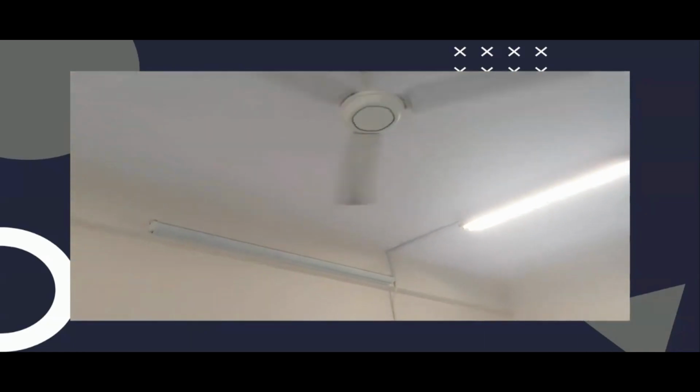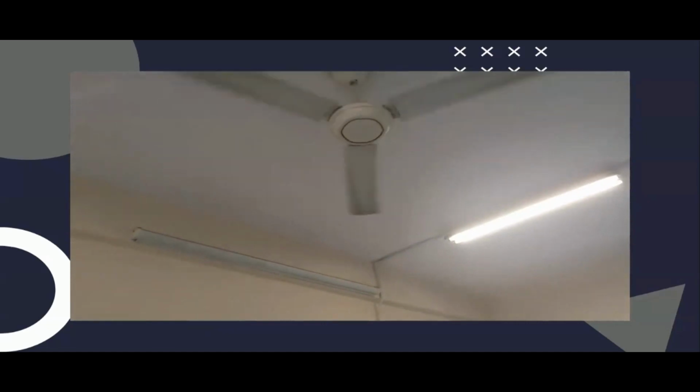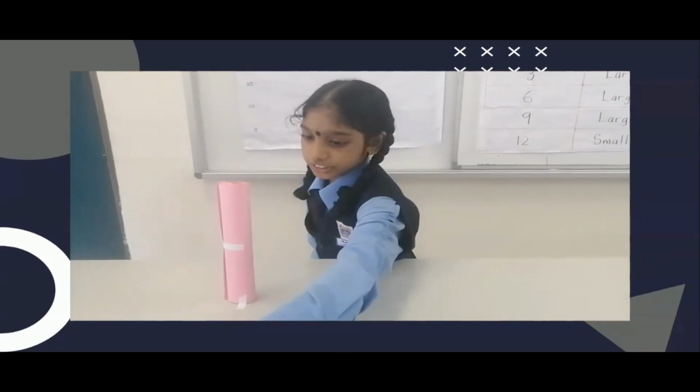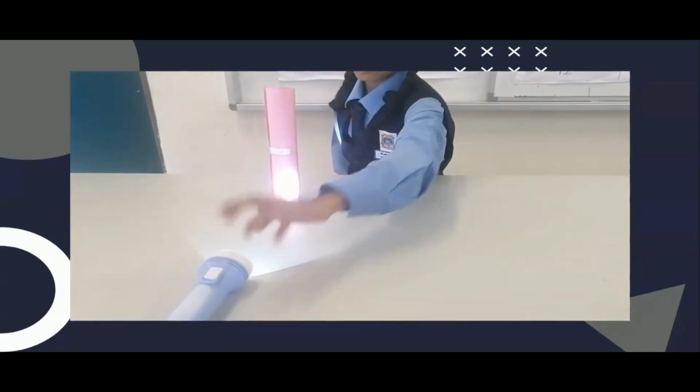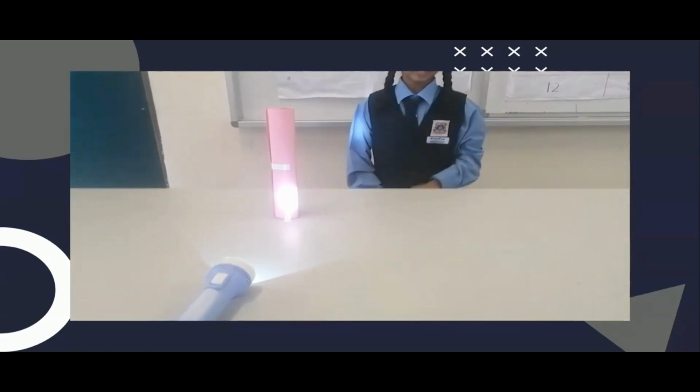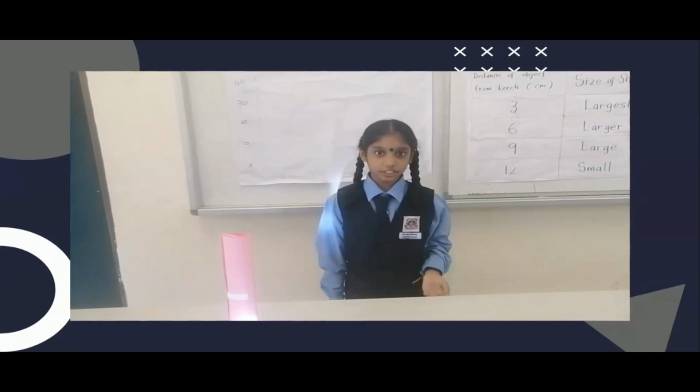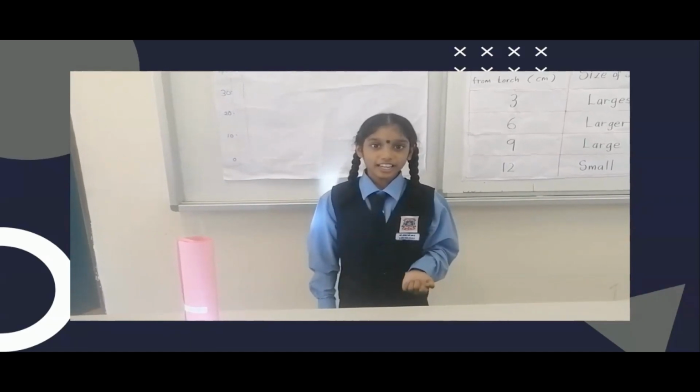Step number 3. Direct the torch to the cylindrical object. Step number 4. Sketch the shape of shadow produced on the flip card paper. Okay, let's start.